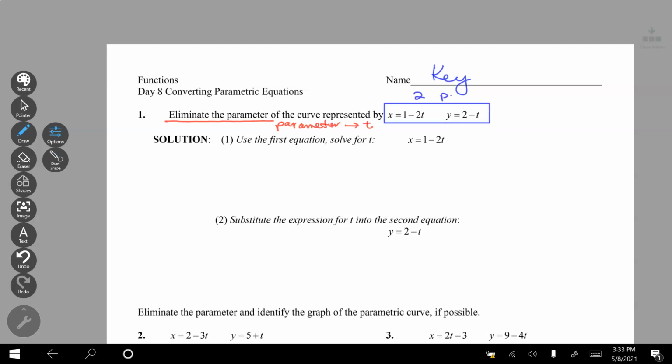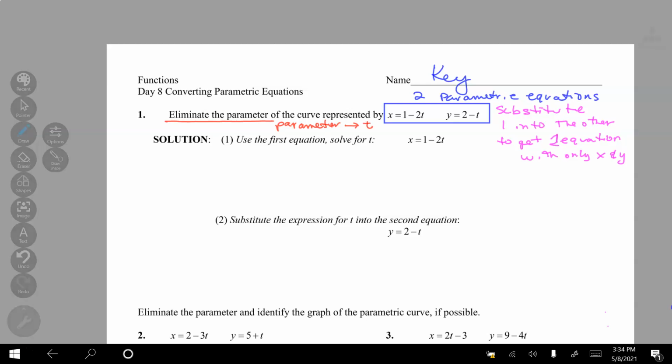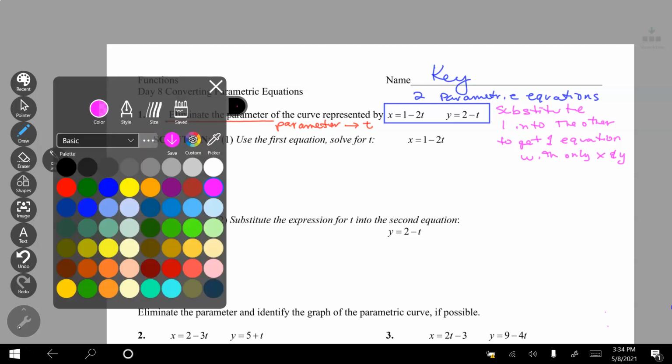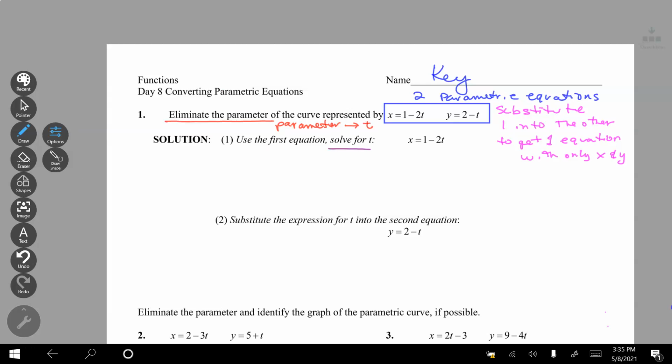We're going to take our two equations. These are our two parametric equations. So what we're going to do is substitute one equation into the other equation to get just one equation with only the variables x's and y's. In other words, we're getting rid of the variable t. So not having two equations, just one equation with x's and y's, no t's. So what we need to do first is solve one equation for the letter t.